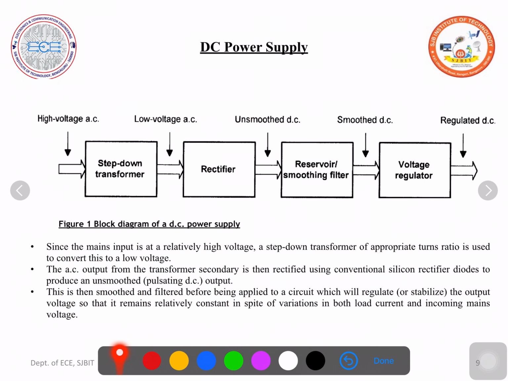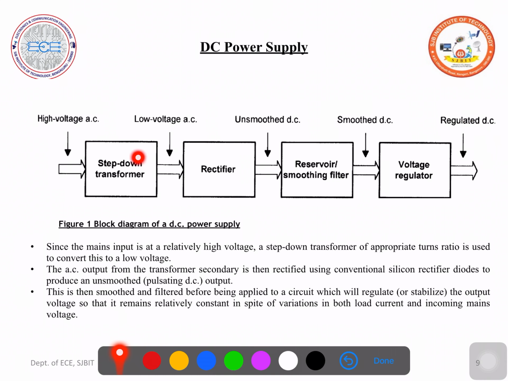Let us directly move on to the first topic, the DC power supply. Here the diagram shows the block diagram of the DC power supply. This power supply will supply DC. The input to this power supply is always high voltage AC. The government will supply 230 volts 50 hertz AC here. So we need a DC power supply at the output.